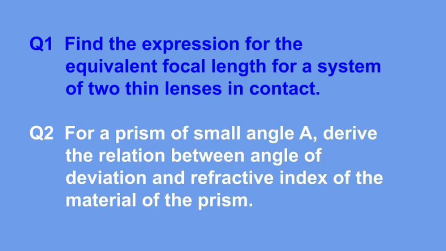The second question is, for a prism of a small angle A, derive the relation between angle of deviation delta and refractive index of the material of the prism mu. The derivation for the answer of this question is very easy, and that you can get in the lesson refraction and dispersion through prism. The final relation is delta = (mu - 1) A.